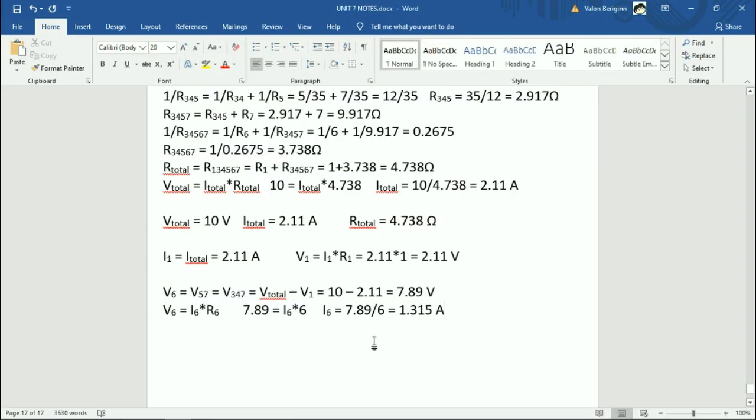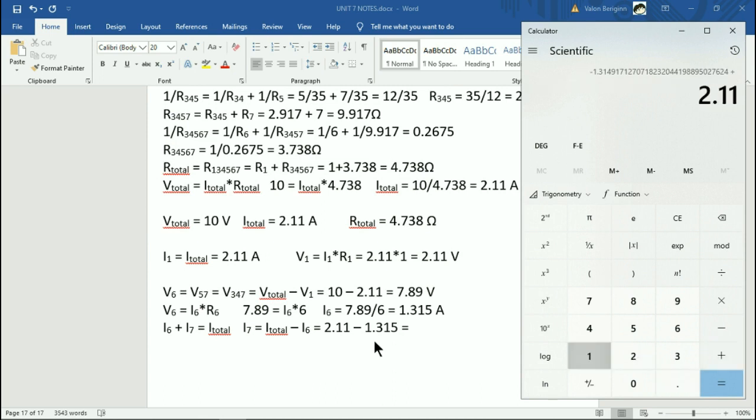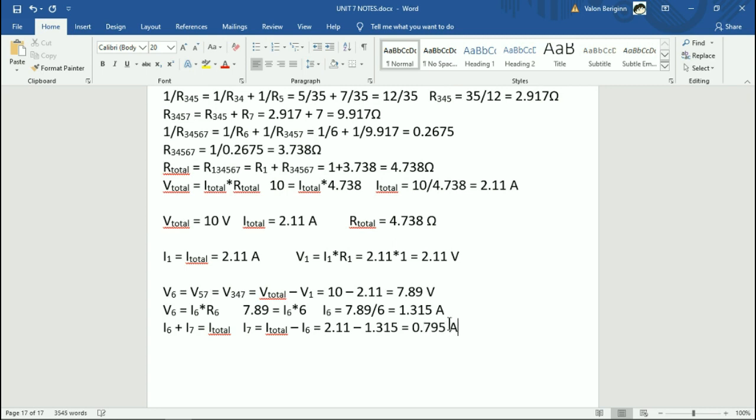So I6 plus I7 must equal I total. So we have I7 equals I total minus I6. I total is 2.11 minus I6, 1.315, which is 0.795. That's my current through I7.